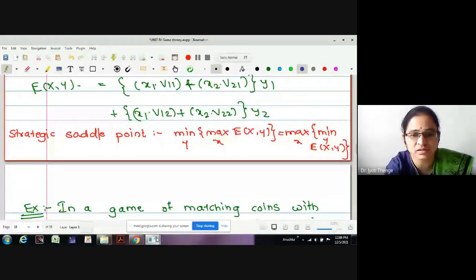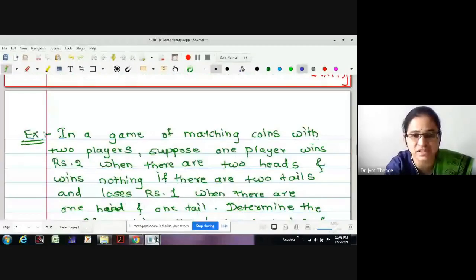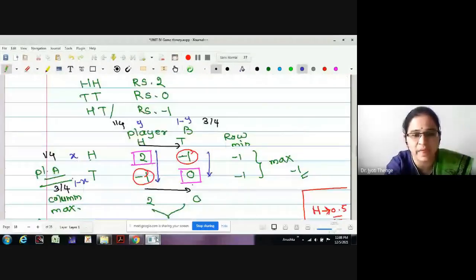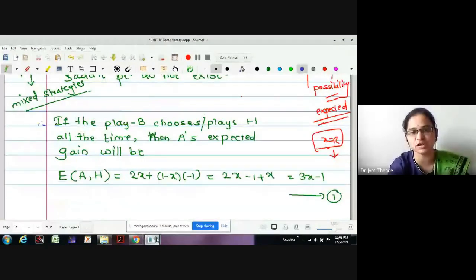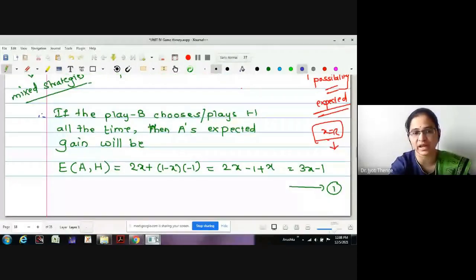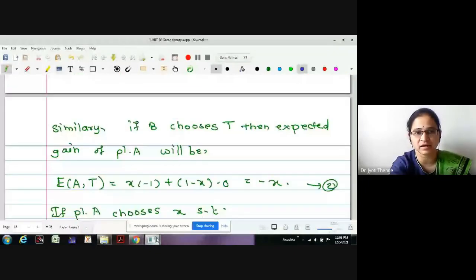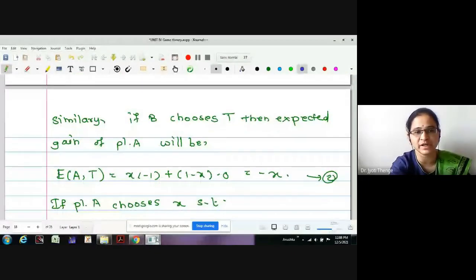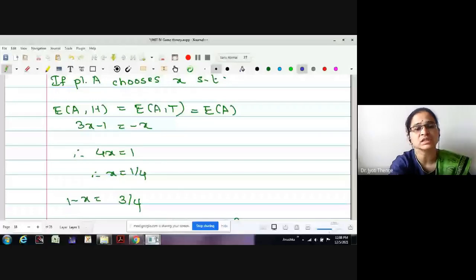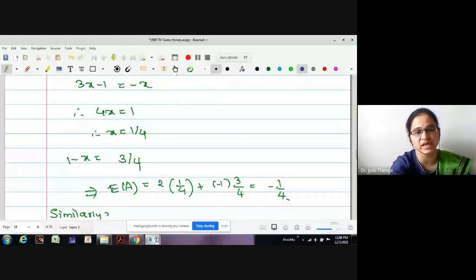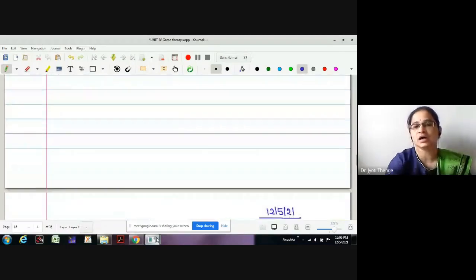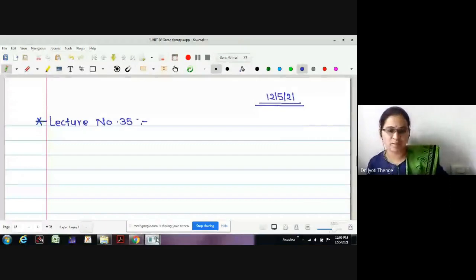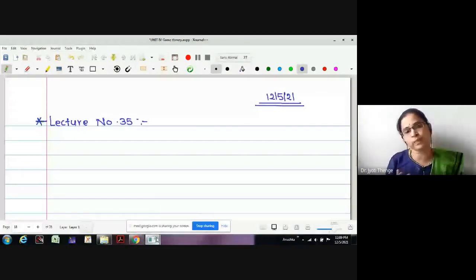This is a simple example we have seen in the last lecture. And here are the expectations: expected gain of player A if B chooses the first activity, and expected gain of player A if B chooses to play the second activity. The corresponding probability is obtained by equating both the values. Similarly, we have found with respect to B as well. Now we are going to extend this criterion to rectangular games, two-player games with M and N activities respectively.